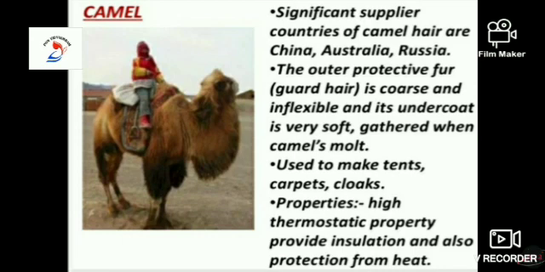What are the uses of the camel's fur? It is used to make tents, carpets, clothes. What are the properties of camel hair? High thermostatic property, providing insulation and also protection from heat. Camel hair is obtained from the very soft and fine fur of the undercoat of the camel. The Bactrian camel gives the best quality camel wool. The alpaca and llama also belong to the camel family, which we discussed in the previous sessions. They are found in South America.